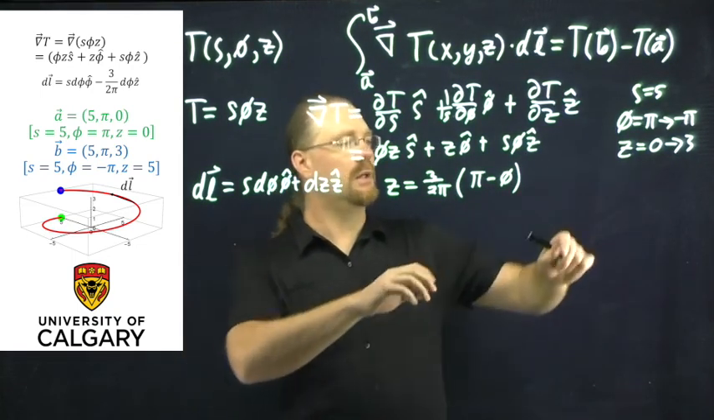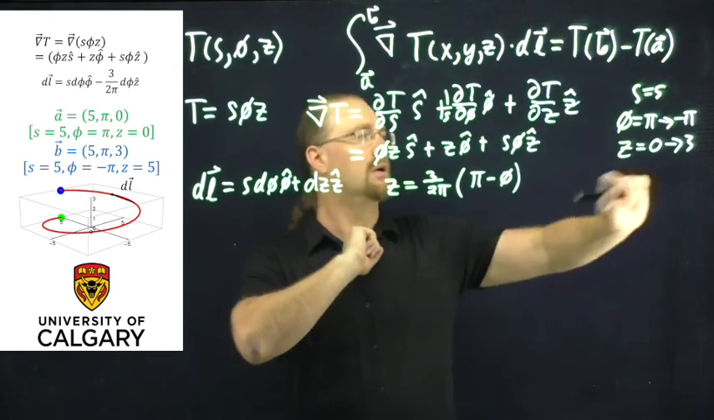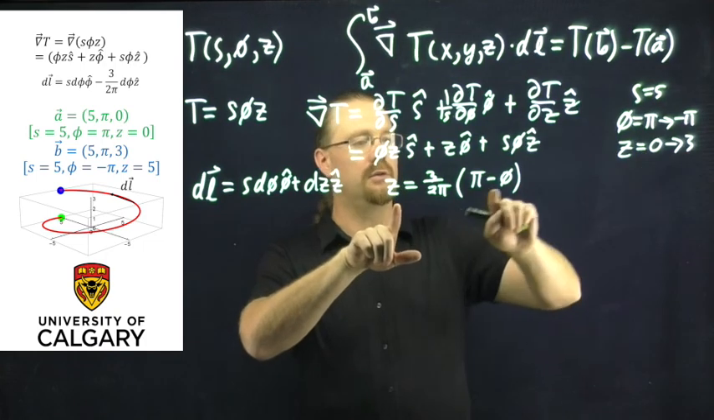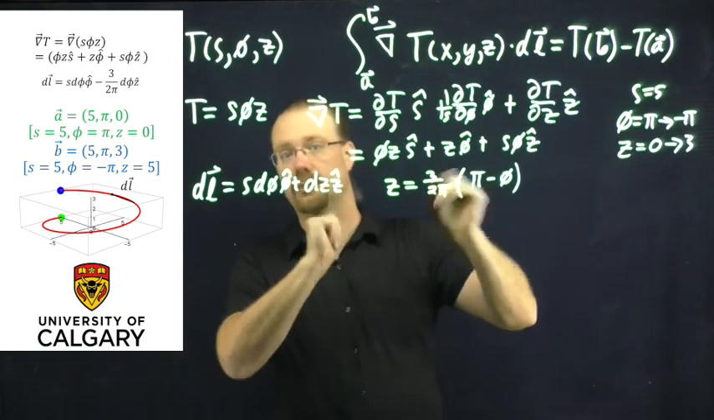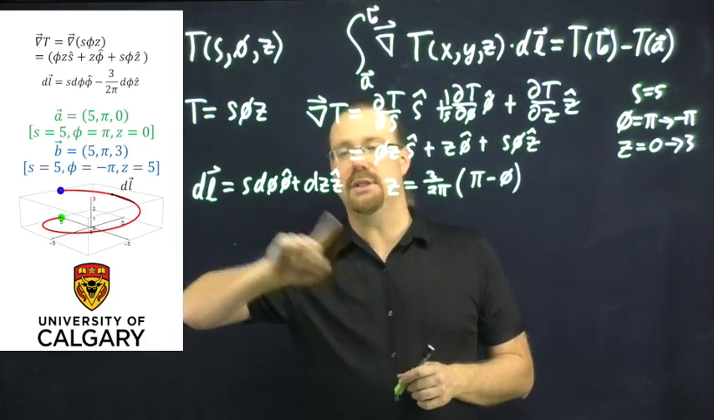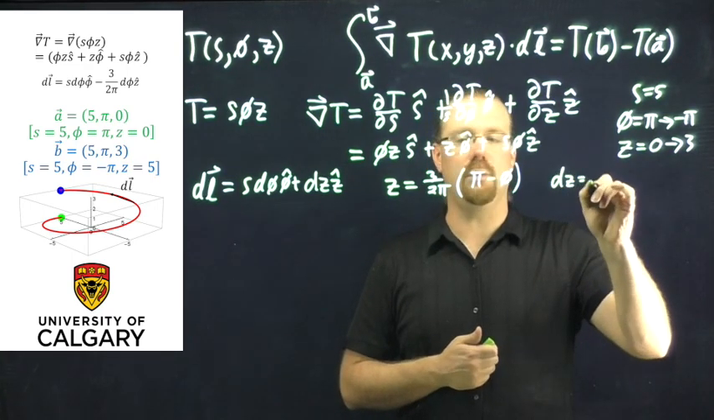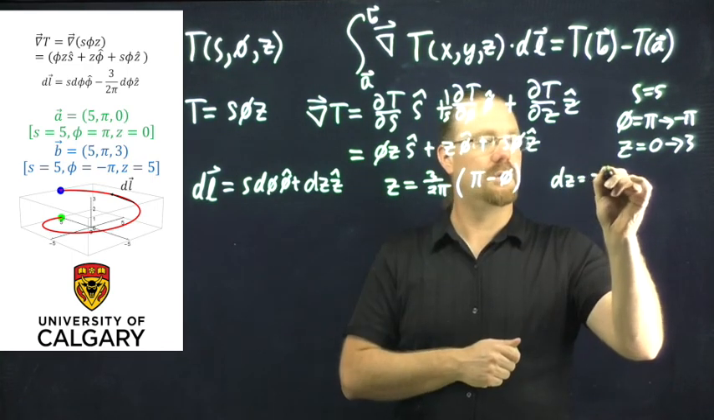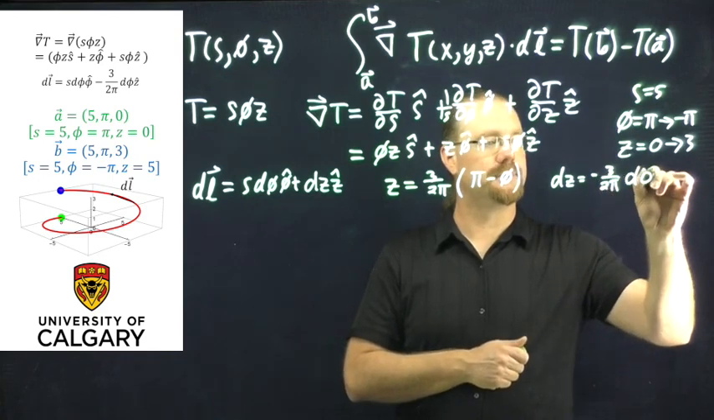Checking our answers real quick. Z equals 0 corresponds to this term being equal to 0. Z equaling 3 corresponds to pi minus negative pi, which is 2 pi, divided by 2 pi times 3, which is 3. But what we need at the moment is a relationship between dz and d phi, so we can say that dz is equal to minus 3 over 2 pi d phi.